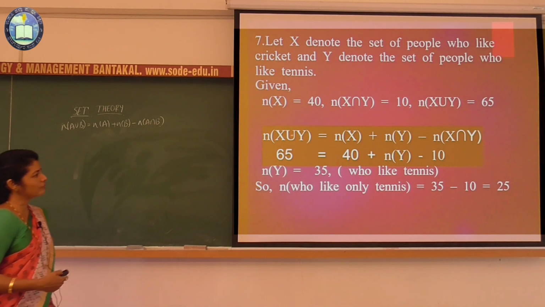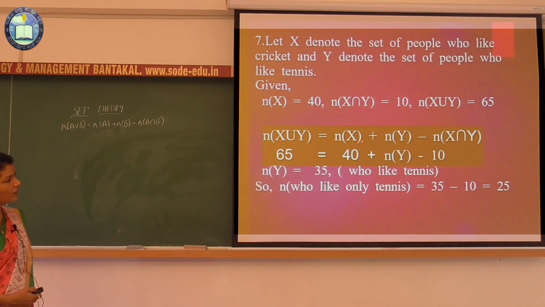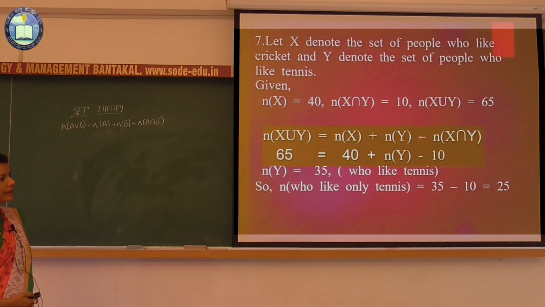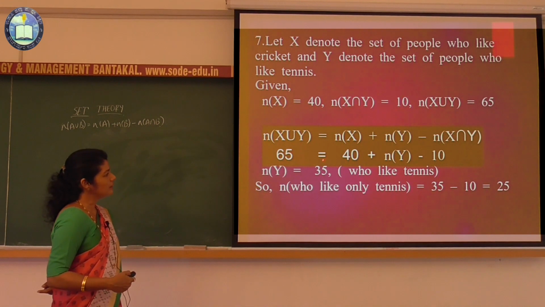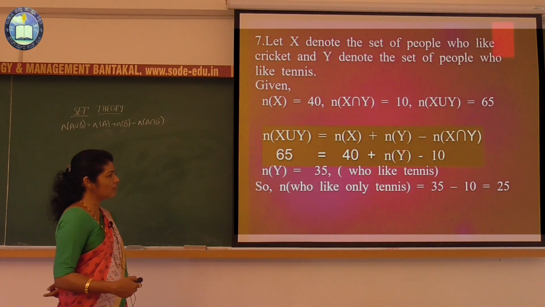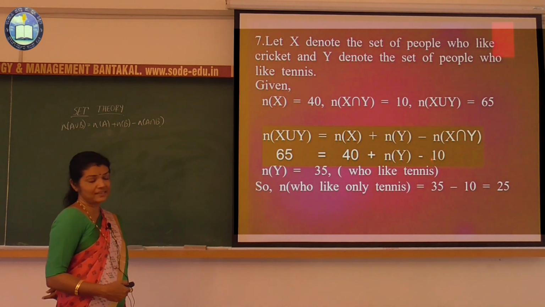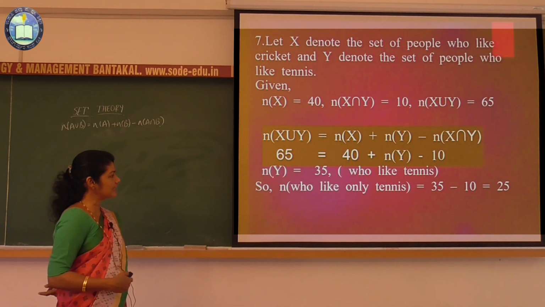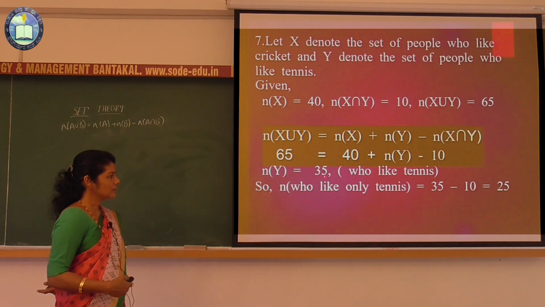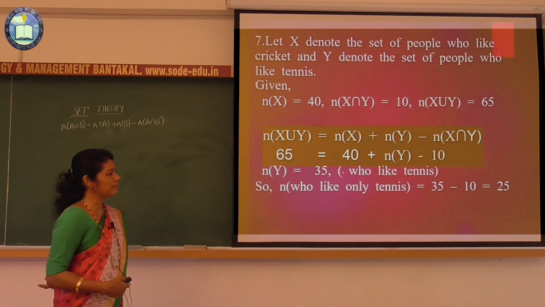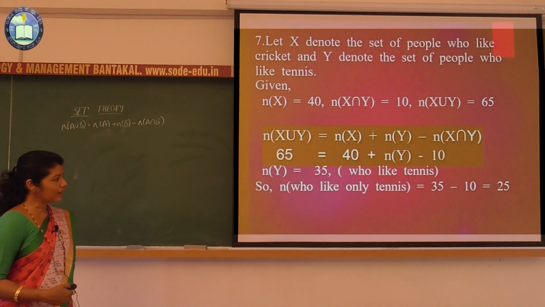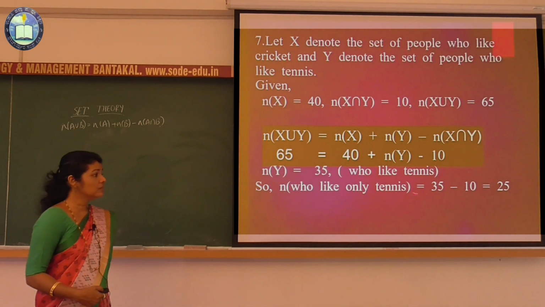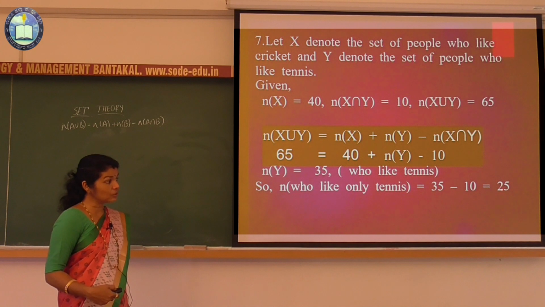Use the formula n of x union y equals n of x plus n of y minus n of x intersection y. Substitute the values: 65 equals 40 plus n of y minus 10. Intersection is given. So if we simplify, we get n of y as 35. This gives you the number of people who like tennis. Now another question, the people who like tennis only. From this you have to subtract the intersection. So 35 minus 10 gives you 25.